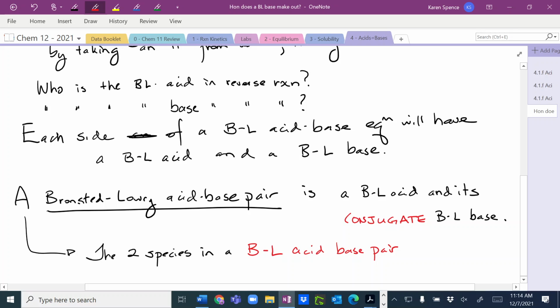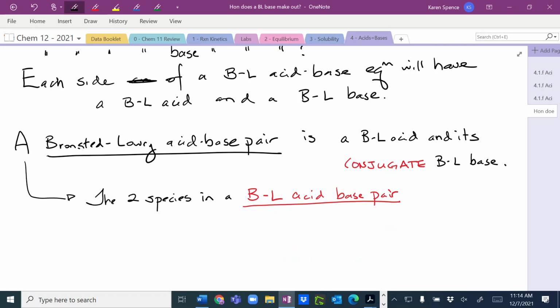The two species in a Bronsted-Lowry acid-base pair differ by a single proton. Yes, one of them has the proton, and the other one doesn't. Yes?